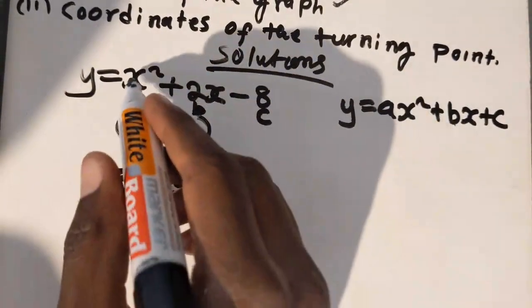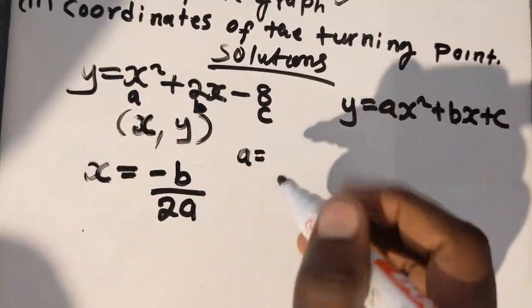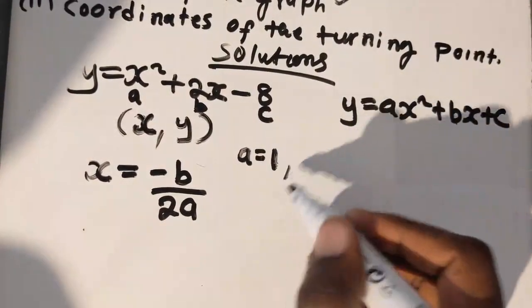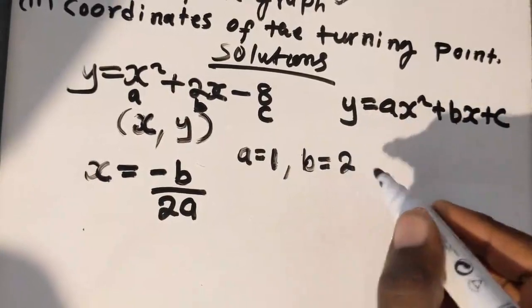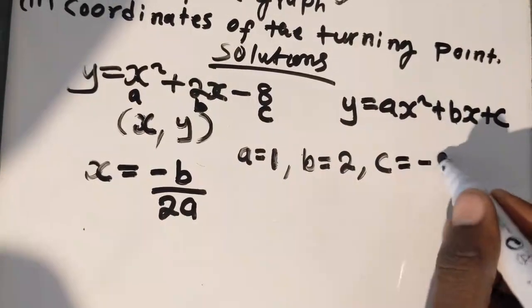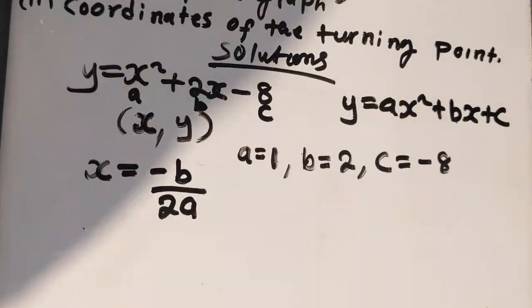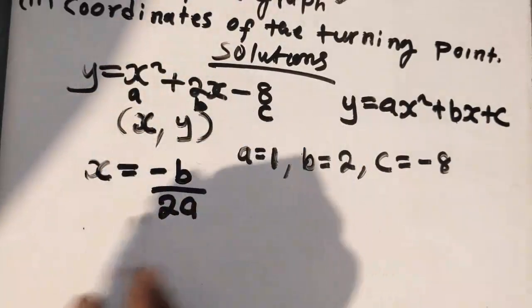So that means here we have a equal to 1. B, we have positive 2. Then C, we have negative 8. Okay, so those are the coefficients that we have. So we are going to substitute in the formula. Make sure that you know this formula.